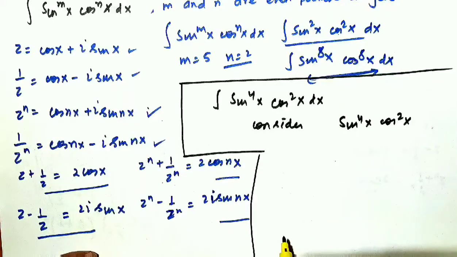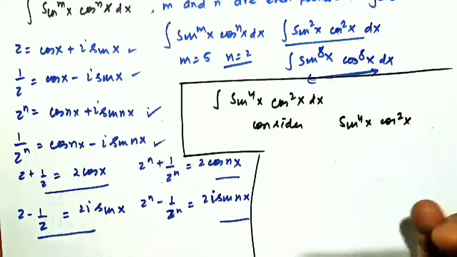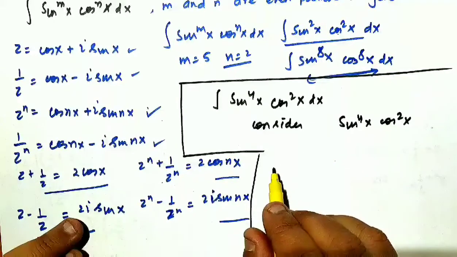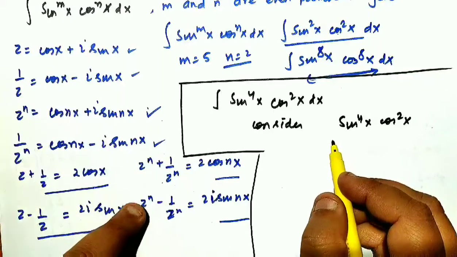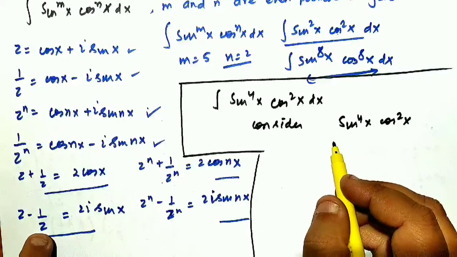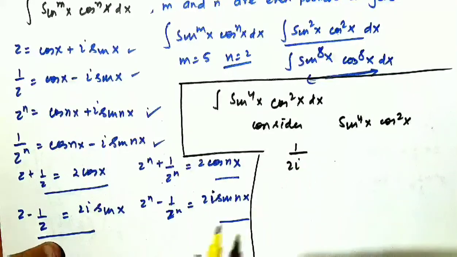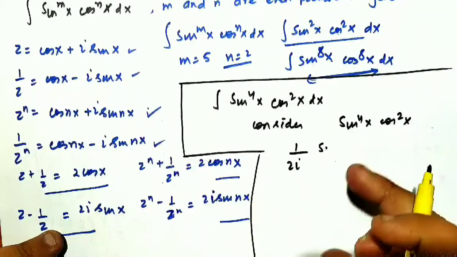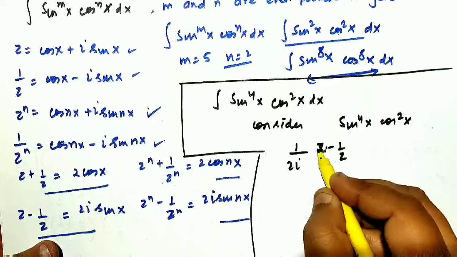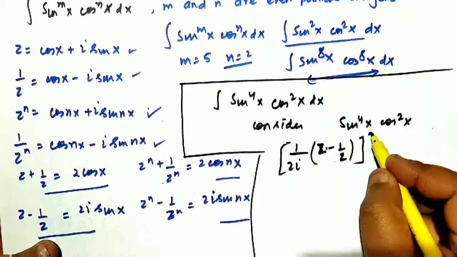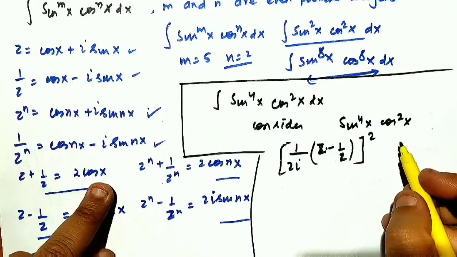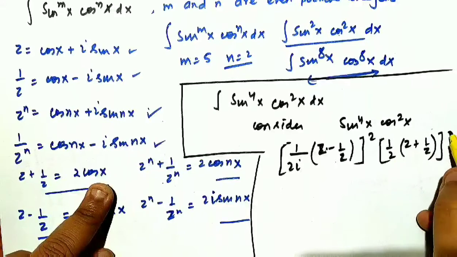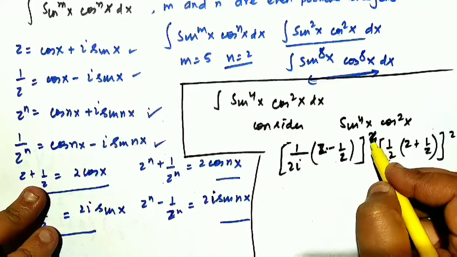Now as we discussed, we replace sine square x and cos square x, so I will do the same thing. Before that I have the value of sin x. So what I should write here, sin x is, by this one, 1 over 2i times z minus 1 over z. Apply the bracket for no mistakes, and cos x is replaced by 1 over 2 times z plus 1 over z, and of course it's a whole square. So it is power 4, sorry, it has to be 4 here.